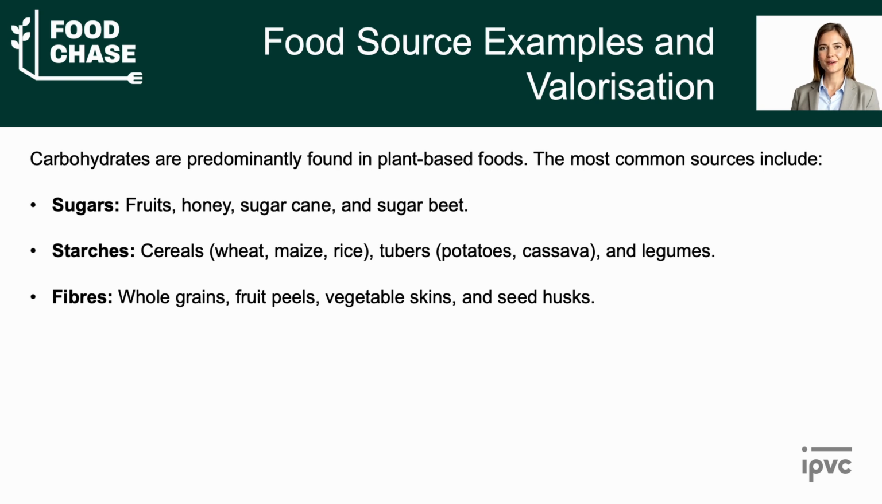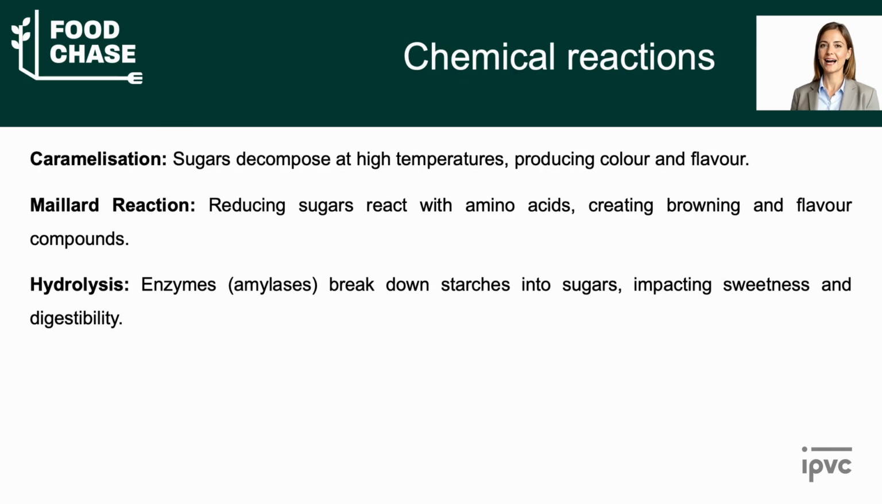Carbohydrates are predominantly found in plant-based foods. The most common sources include sugars: fruits, honey, sugarcane, and sugar beet. Starches: cereals, wheat, maize, rice, tubers, potatoes, cassava, and legumes. Fibers: whole grains, fruit peels, vegetable skins, and seed husks. Caramelization: sugars decompose at high temperatures, producing color and flavor. Maillard reaction: reducing sugars react with amino acids, creating browning and flavor compounds.